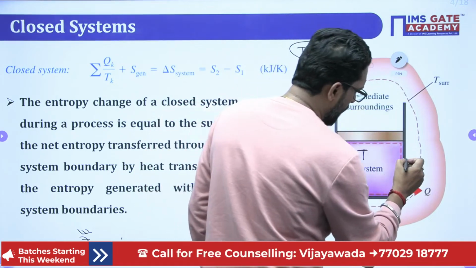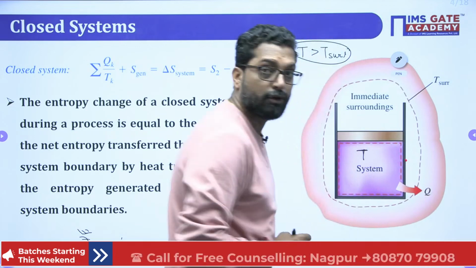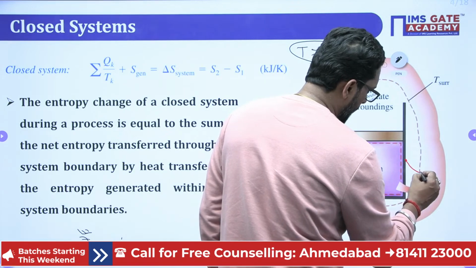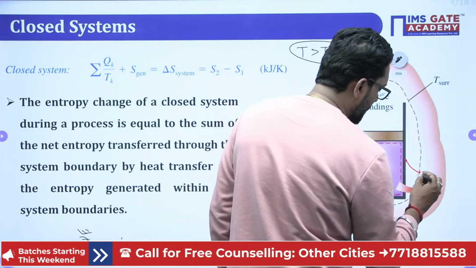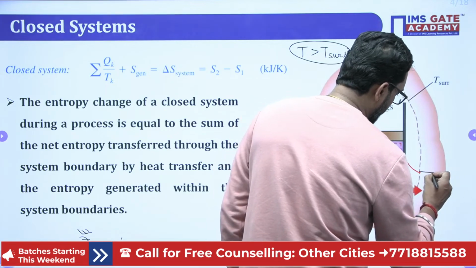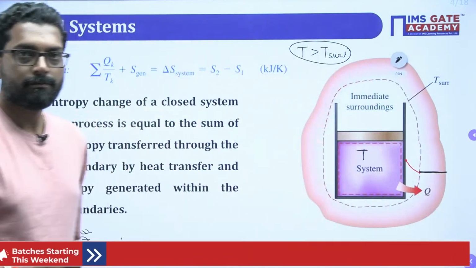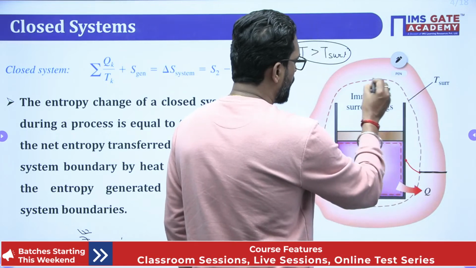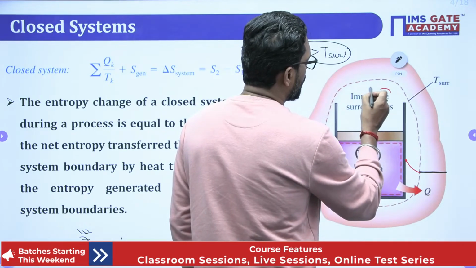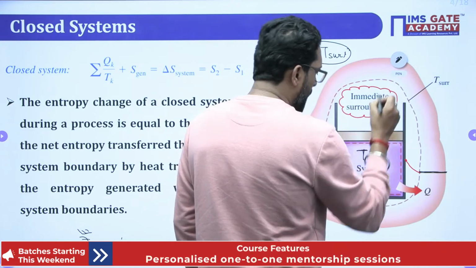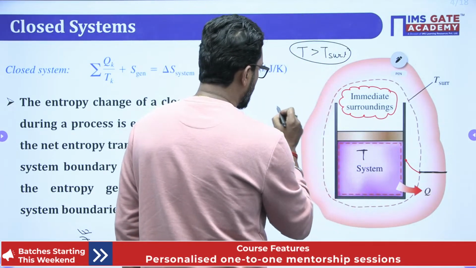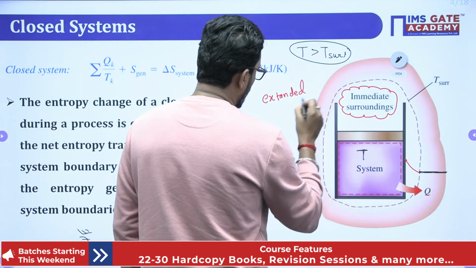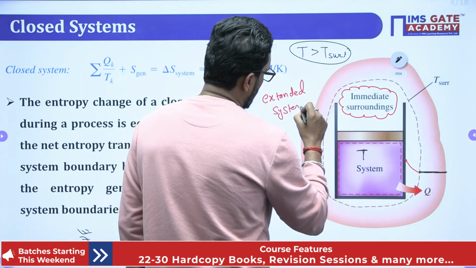If you take the slope of this temperature drop, from the surface of the boundary the temperature will continuously drop in the immediate surrounding. After that the temperature profile is not affected, that means the variation of temperature is 0. Up to the range of this variation, you have to draw a boundary. That boundary is called the immediate surrounding, and the immediate surrounding plus the system is called the extended system.